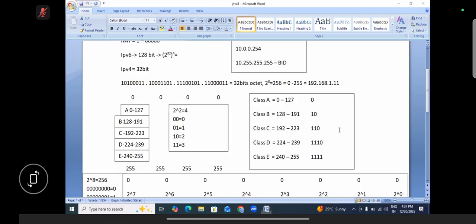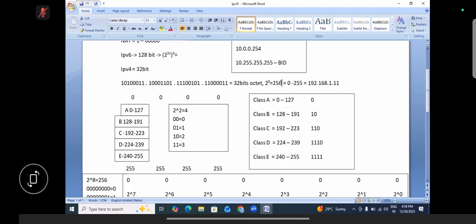Okay, so let's get started, guys. Today we are going to discuss IPv4, right? As of now, I hope you're clear. So total how many bits? 32 bits. The 32 bits got divided into 4 octets. Each octet has how many bits? 8 bits. So that's why our formula is 2 to the power of 8.